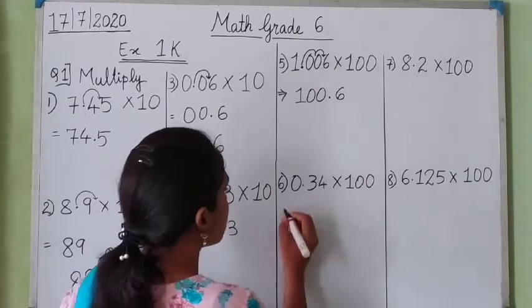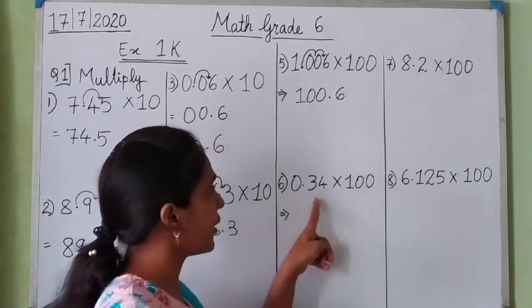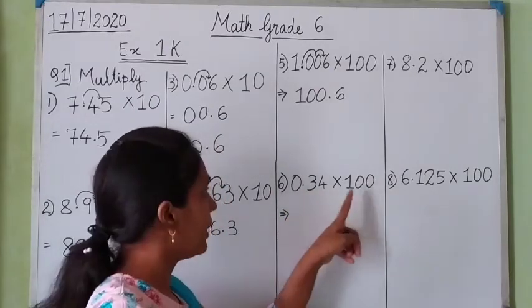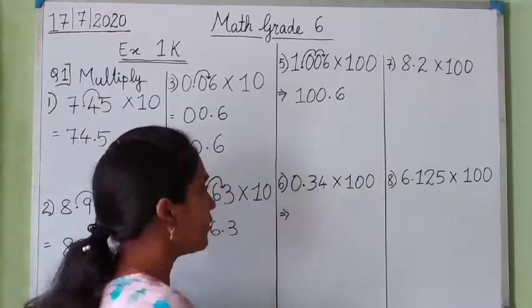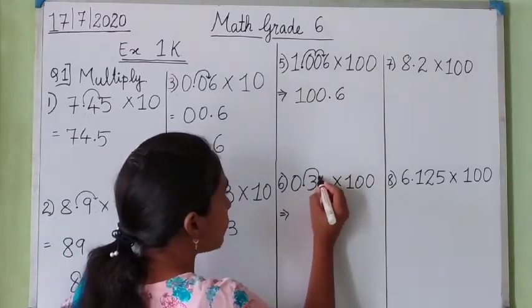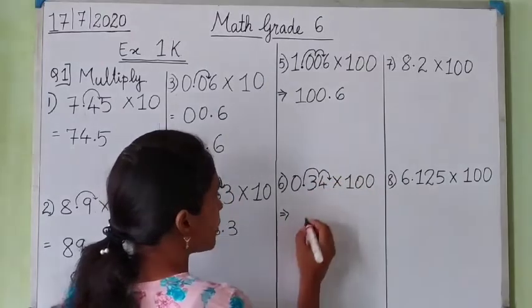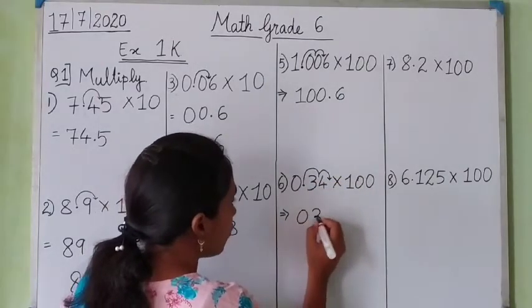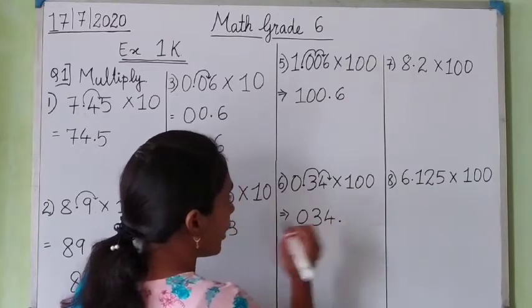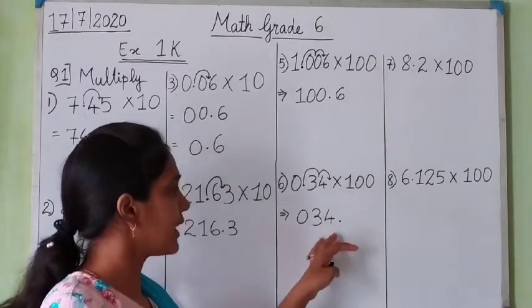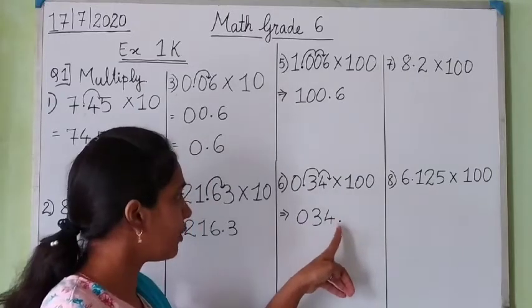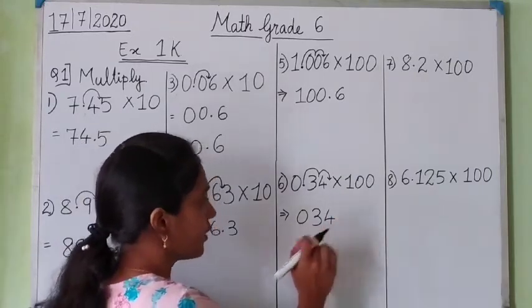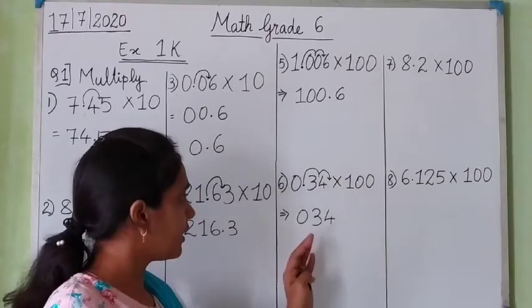So here also the number is 0.34. Multiplying it by 100, the decimal point will shift how many digits towards the right? 1 and 2. So 2 digits. So this will become 034 point. In this case also, the decimal point has come at the end, right? So there is no need to put a decimal point here. We can just write it as 034.